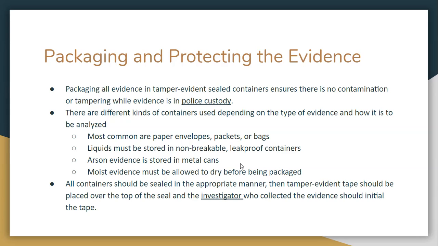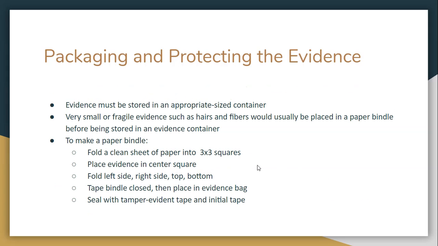Then each container has to be sealed in an appropriate way with tamper-evident tape placed over the top of the seal, and then the investigator is going to initial that tamper-evident tape. Evidence has to be packaged in an appropriate size container. So you do not put very small things in very large containers. You do not put very large things in very small containers. Extremely small and fragile evidence, like hair and fiber, is also typically packaged in a paper bindle before it is stored into an evidence container.